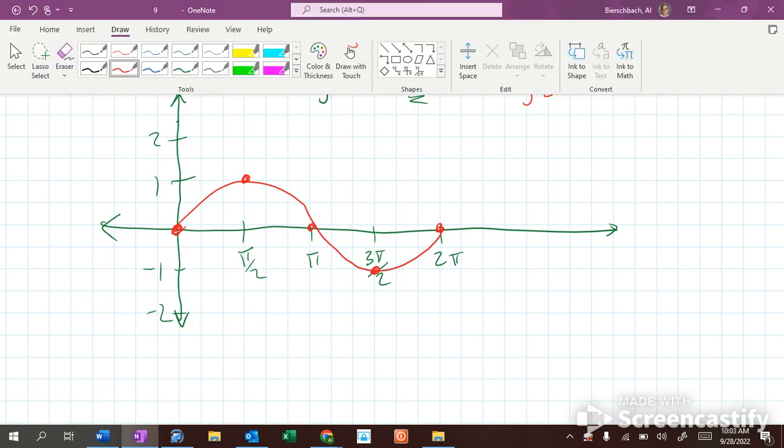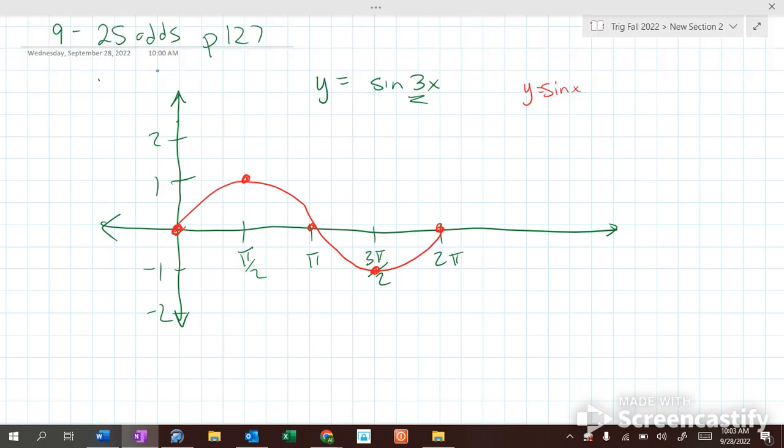All right, and then we take y equals sine of 3x. We take the period, and we say it's 2 pi divided by b, which is 3. So 2 pi divided by 3 is 2 pi over 3. So it should end up at 2 pi over 3, which happens to be right here. 2/3 of pi: if pi is 6, 2/3 of that is 4. So we start at (0, 0), and we're going to end here.